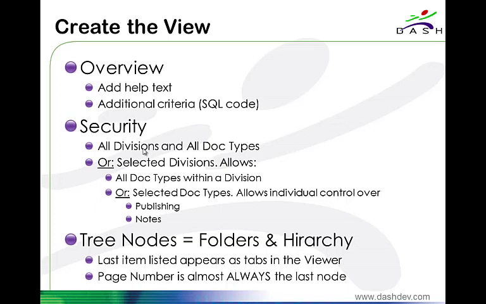Whatever appears as the last node in your list of trees or your hierarchy becomes the tabs that you see across the bottom in the document viewer. So it makes logical sense in most practices to put the division as the first, highest level in the hierarchy and the page number as the last thing in that hierarchy.